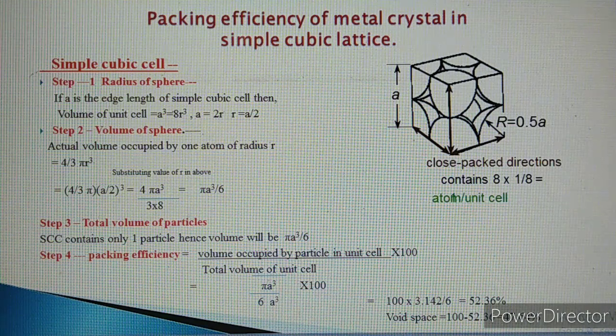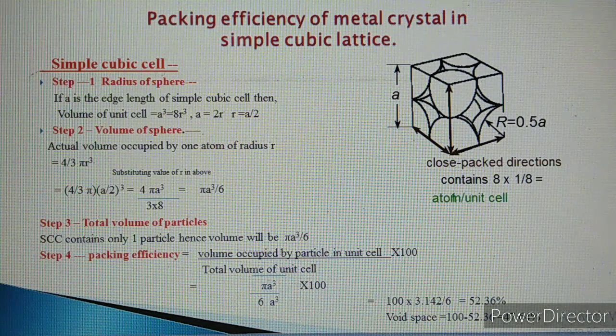Step 1 is the radius of sphere. Already we learned that these particles are indicated by spheres, and the volume of a sphere is 4/3 pi r cube. If we consider this constituent particle as a sphere, then the radius of that sphere will be small r, and the complete edge length of the cube will be small a. If a is the edge length of the simple cubic cell, then the volume of the unit cell will be a cube, because in a cubic cell all the edge lengths are the same.